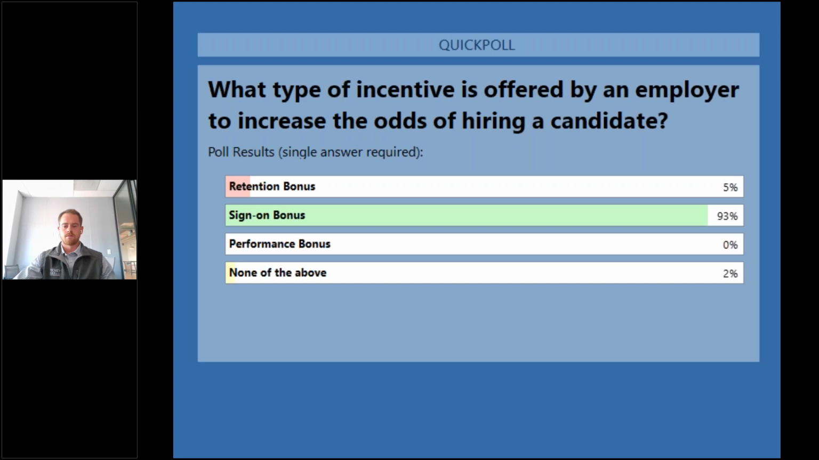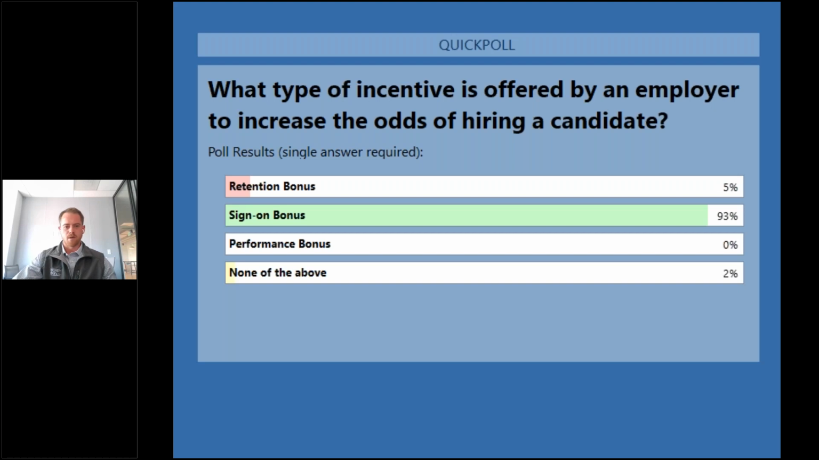I'm not sure, Zach, if you can see the answers, but we have 93% answering sign-on bonus, 5% answering retention bonus, and 2% answering none of the above. Performance bonus had no responses.